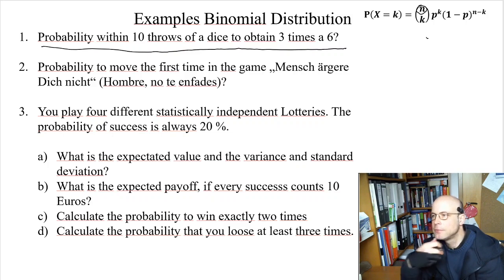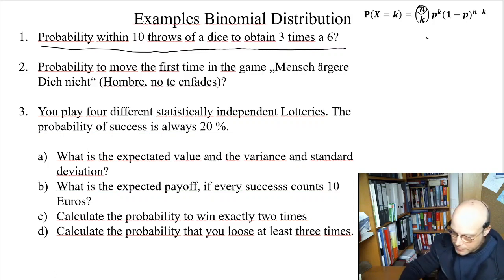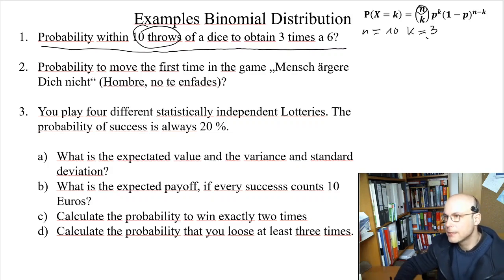And we ask for being 3 times successful. So we have n is our 10 throws, and k is 3 times to be successful, is 3. And what is p?